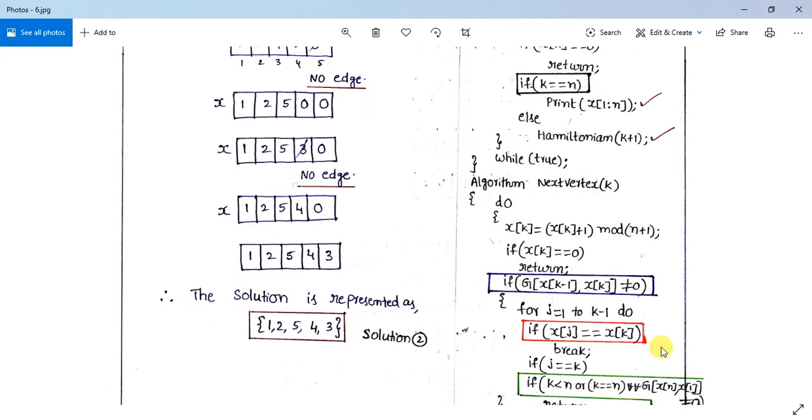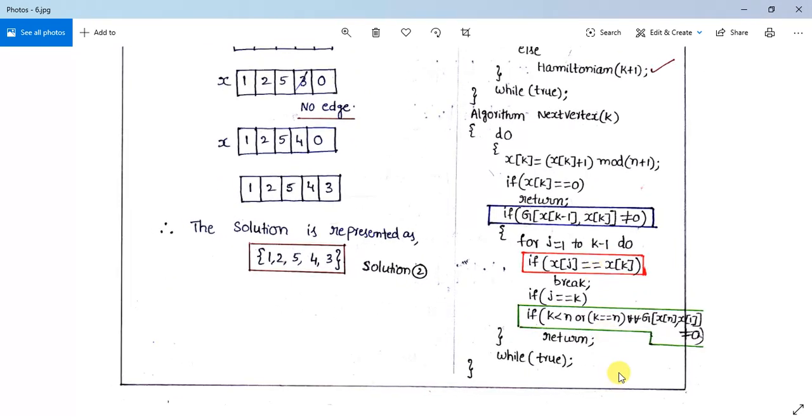This is the condition. Next, another condition you need to check. Whatever vertex you consider here should not be repeated in any previous boxes. Previous boxes should not contain that vertex. So you check that here: for j equal to 1 to k minus 1, do if x of j equal to x of k. You compare this value with all the values present here. That is for checking duplicate vertices, whether the vertex was visited previously or not.